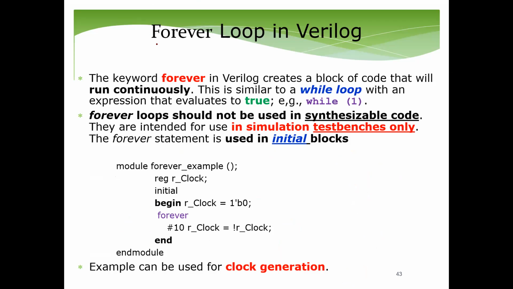One last part in unit 5 is about the forever loop. From the name, a forever loop is equivalent to writing, for example, while 1 or while true, which creates an infinite loop. Usually when you code in Java or whatever, you don't want to have an infinite loop. But in Verilog sometimes we want an infinite loop. Why? This is mainly used for generating the clock.